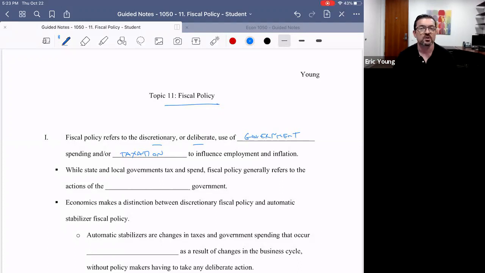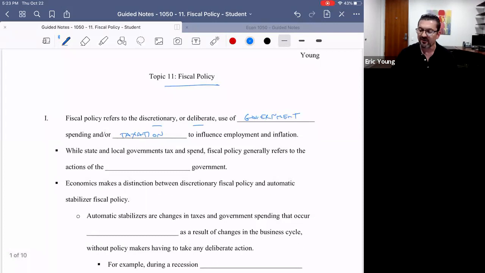It's important to understand as well that when we talk about fiscal policy, while state and local governments both tax and spend, we're generally referring strictly to the actions of the federal government. So our discussions of fiscal policy are going to omit or not even really factor in state level government and local. That could be county or even city. We're talking big US level federal government actions.